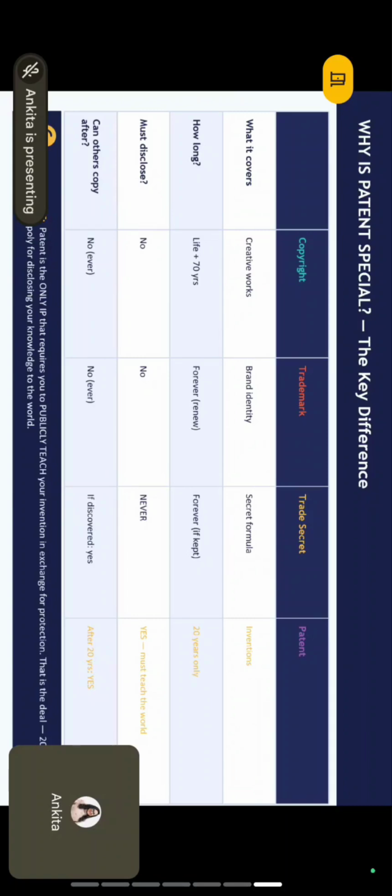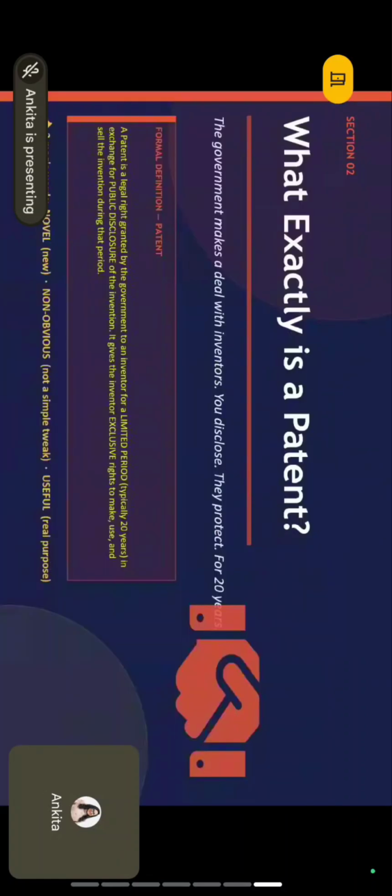I don't think you guys need an example here, but still I'll give you a very simple example that everyone can relate to. When a drug, let's suppose Lipitor, was under patent, only Pfizer could sell it, and it cost around 200 rupees per tablet. But when the patent expired after 20 years, 50-plus generic companies launched the same molecule and the price dropped to 2 rupees per tablet. So that is the patent deal working for society.